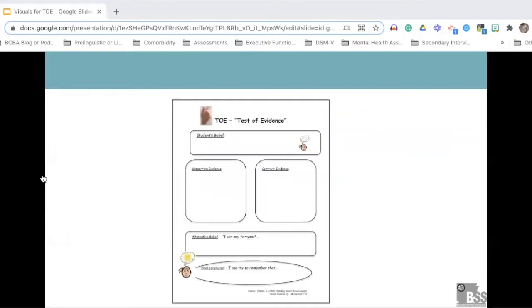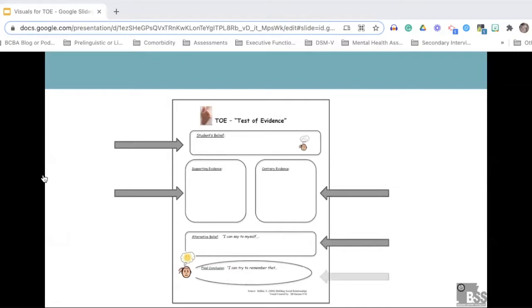TOE consists of the following. The first step is the belief statement. Next comes the supporting evidence, followed by contrary evidence, then alternate belief, and the final conclusions.